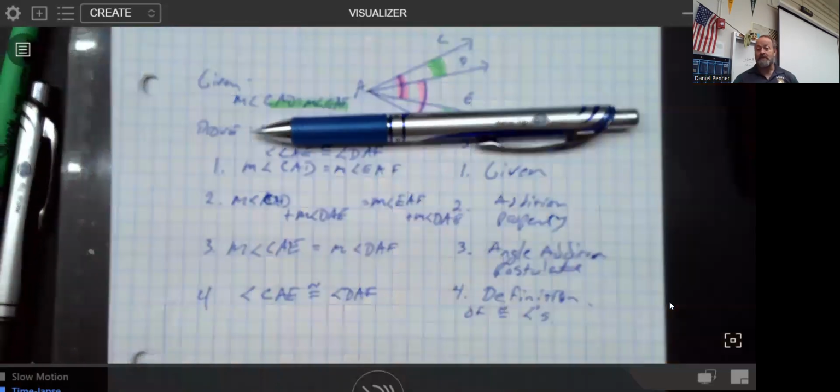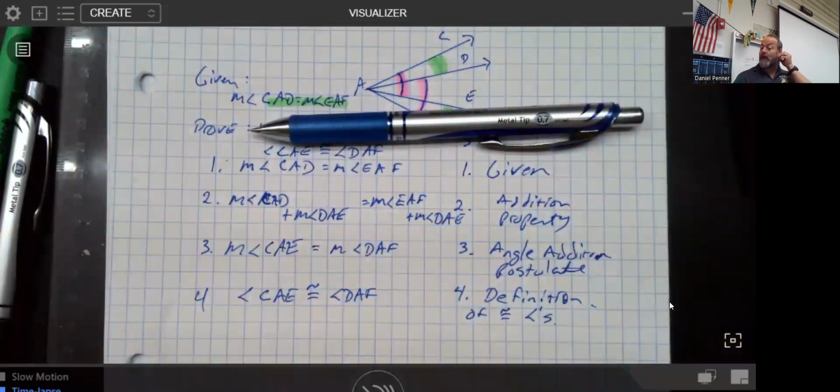All right, well, hopefully that helps. It's a fairly simple proof, not too bad. Pretty similar to the one that's on the test, I will tell you.